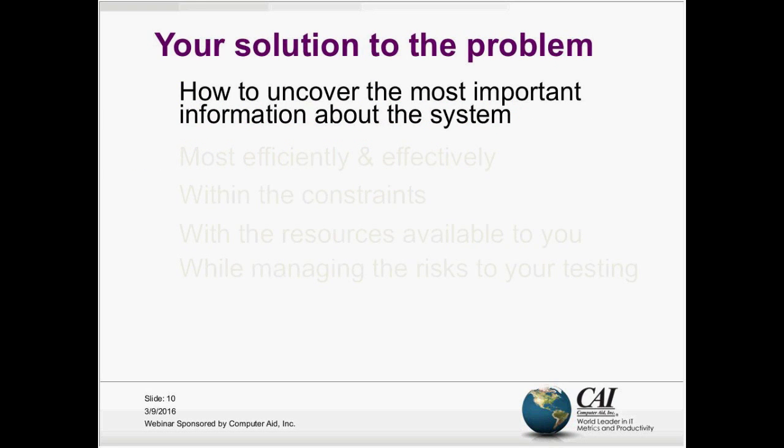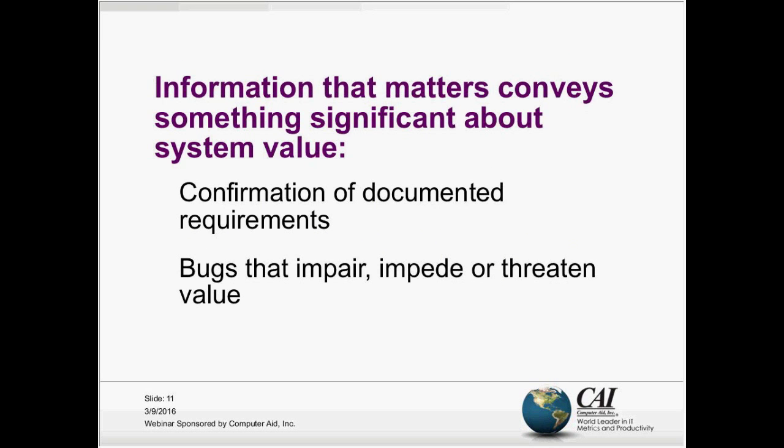A test strategy is your solution to a testing problem. And really, the problem that you have and the task that you have as a tester or as a test manager is how are you going to uncover the most important information about the system. And of course, there are various attributes to how you need to uncover that. You need to uncover it efficiently and effectively, and you need to operate within whatever constraints you have, and so on. But fundamentally, it's about how. How are you going to uncover the information that's really important? And, what is important information?